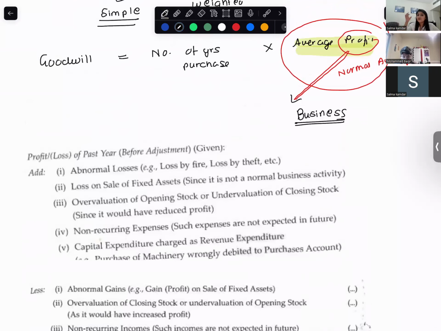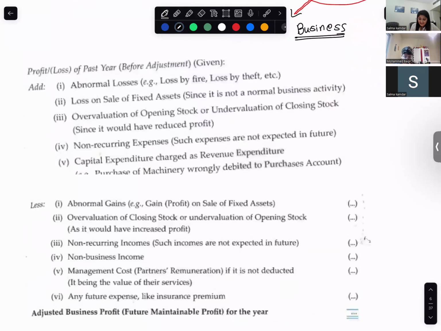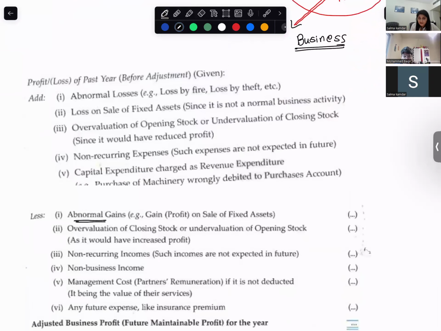If my profit includes some portion which is not related to the business, that means if my profit contains some abnormal profits, I will remove it from the profit. If there is some abnormal gain, I will remove it. Abnormal gain is called profit on sale of fixed assets. Are you with me? Yes, ma'am.